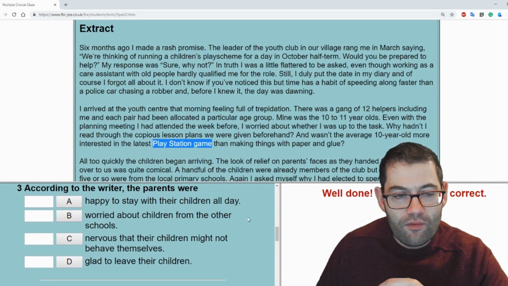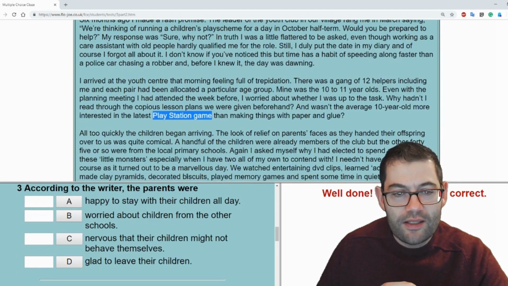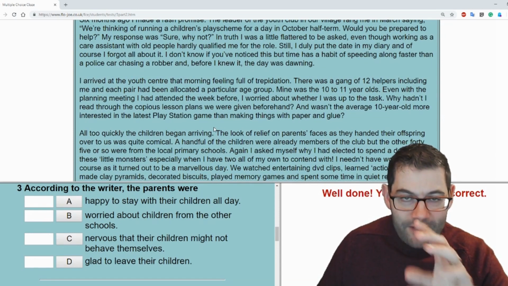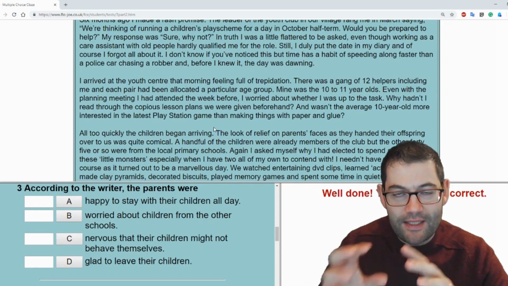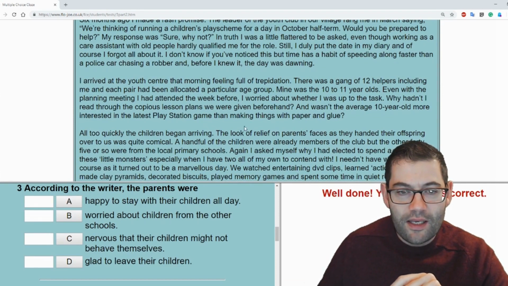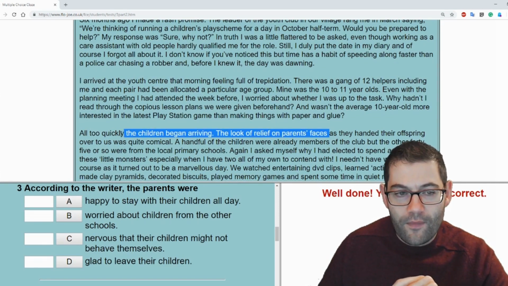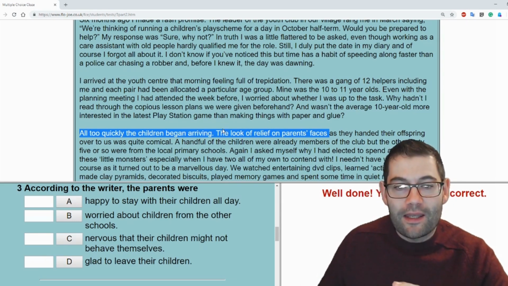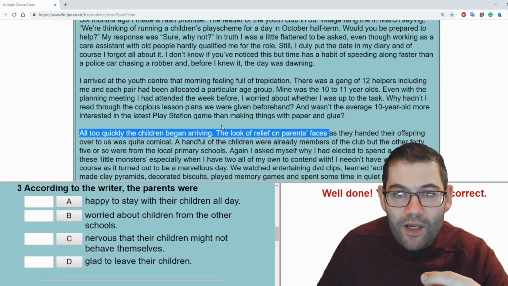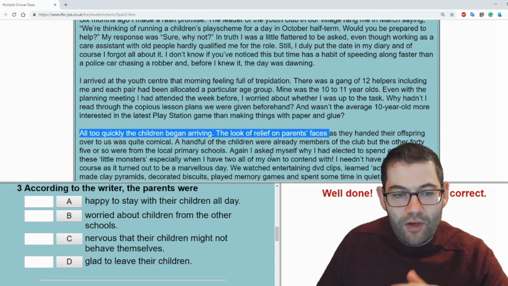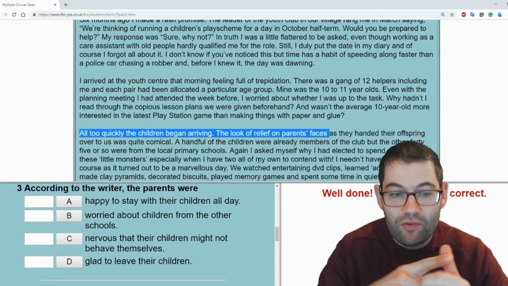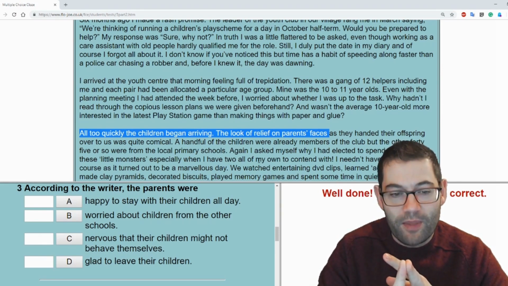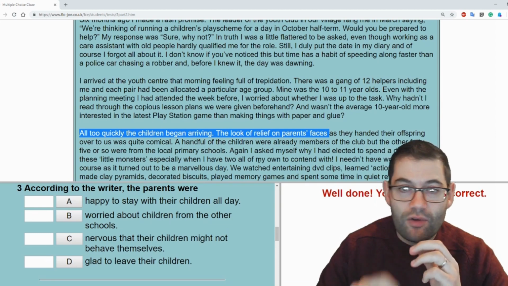For question number 3, it says, according to the writer, the parents were. Now, first of all, let's find out where the bit in the text is about parents, and it's right at the beginning of this paragraph. There's no other mention of parents explicitly in the text, so the answer must be somewhere around here. So according to the writer, the parents were, were they happy to stay with their children all day? Were they worried about children from other schools? Nervous that their children might not behave themselves? Glad to leave their children?